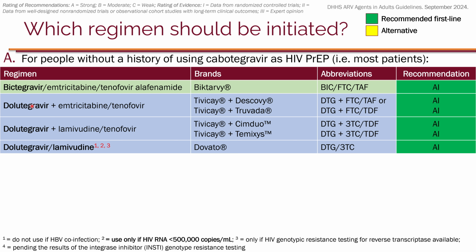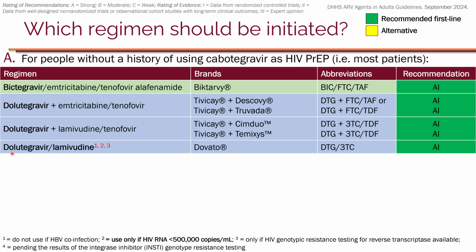We also have dolutegravir based regimens. We can have a combination of dolutegravir plus emtricitabine tenofovir, so either tenofovir alafenamide or disoproxil fumarate. This essentially means that you would need 2 tablets, either TBK, which is the dolutegravir part, plus the backbone of Descovy, or TBK plus Truvada. So this will essentially have patients on two pills. We also can have dolutegravir plus lamivudine tenofovir. So it's either TBK plus Simduo or TBK plus Temixis.